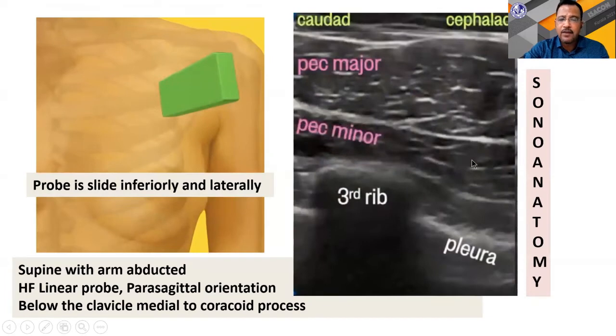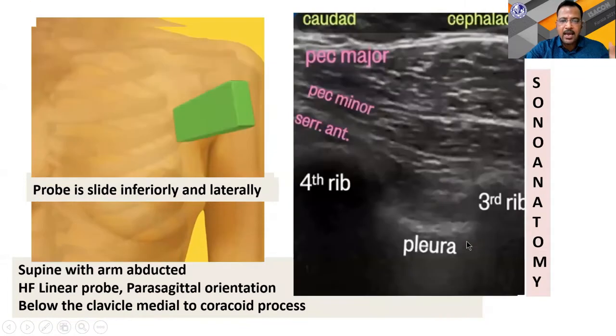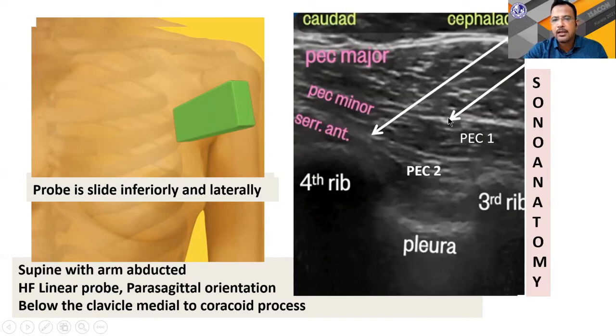And the probe is slid inferiorly and laterally. As I slide it inferiorly and laterally, I start seeing the third rib and a slip of serratus anterior muscle below the PEC minor muscle, the intercostal muscles, and the pleura. And again, if I slide inferiorly and laterally, I see the fourth rib, with the serratus anterior muscle, the PEC minor muscle, and the PEC major muscle on top of it. If I bring the needle between the PEC major and minor muscle, it becomes a PEC-1 block. If I bring the needle between PEC minor and serratus anterior muscle, it becomes a PEC-2 block at the level of third or fourth rib.